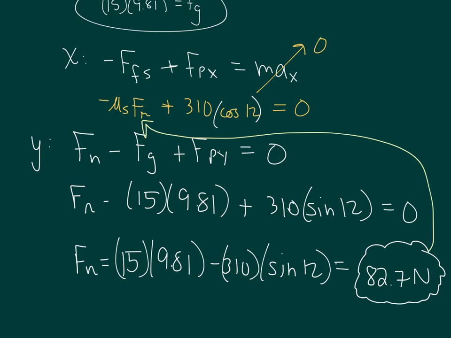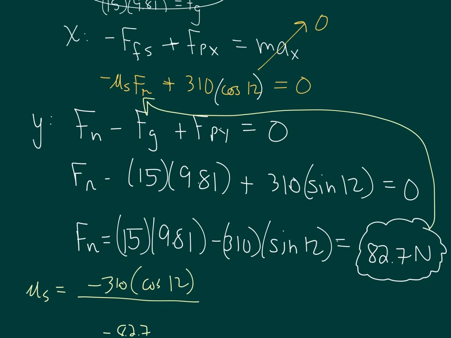I'll write the answer at the bottom. Okay, I'm going to move this 310 cos 12 over to the right-hand side. Then I'm going to divide by not just Fn, but negative Fn, divided by negative 82.7. That's a negative number there, okay? Negatives have to cancel. You'll never have a negative mu. You will absolutely 100% never have a negative mu. If you do, you did something wrong.